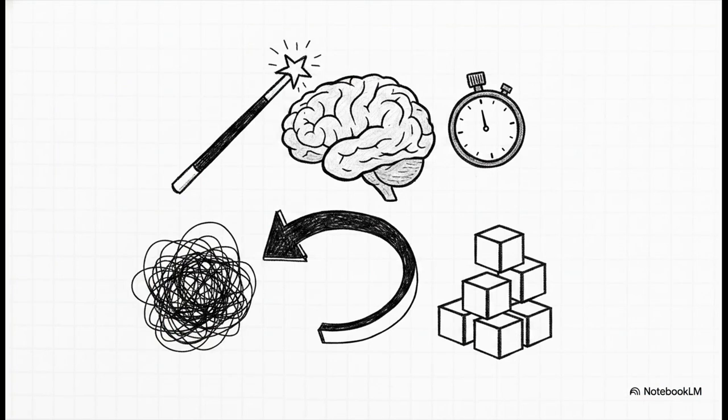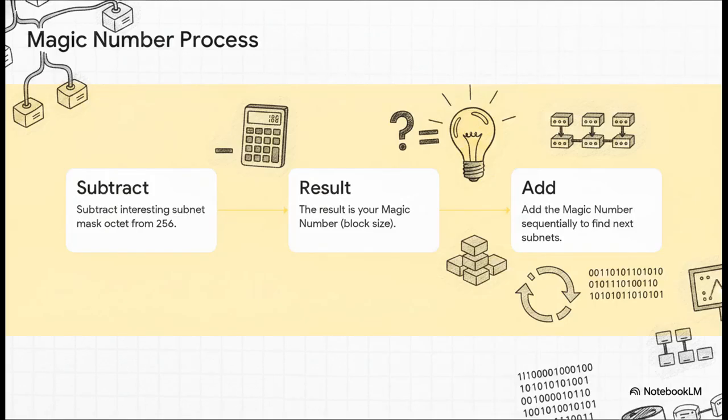Now, subnetting is very often taught by making you painfully convert dotted decimal into 32 ones and zeros, draw a line, and convert it all back. Forget that. The magic number technique cuts straight to simple decimal math, so you can calculate your network boundaries in your head in mere seconds. It is the ultimate cheat code. Here is the process. It's incredibly straightforward.